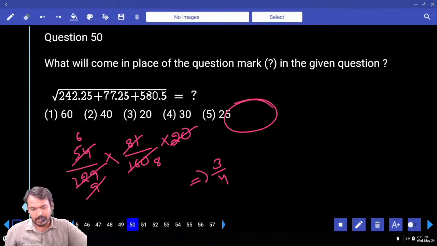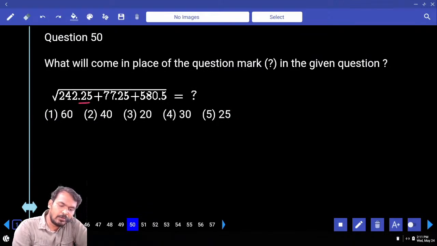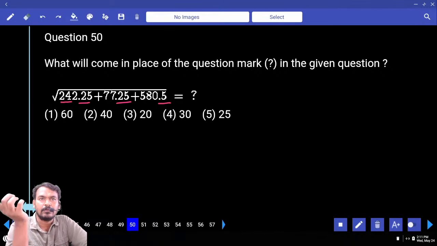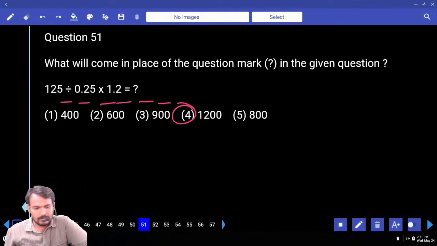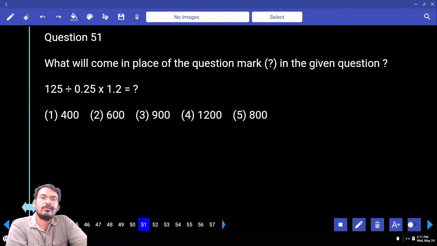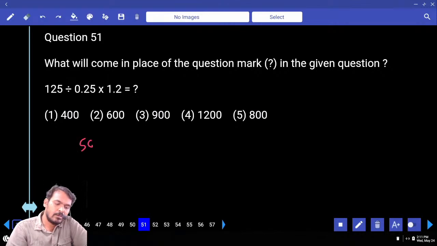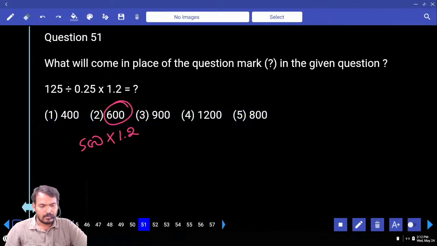Next question number 50. And here ending value 0.25 plus 0.25, 0.5 plus 0.5 means 1. 242 plus 1, 243 plus 77, 320 plus 580, 900. Square root of 900, 30. Next 51. 125 divided by which one? 0.25. 0.25 means we written 1 by 4. It will be multiplied by 4 times. 125 into 4, 500 into 1.2. The answer 600.